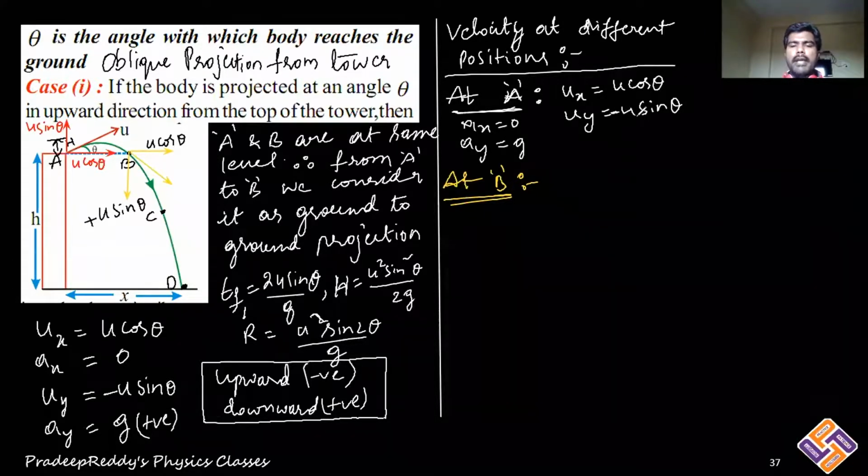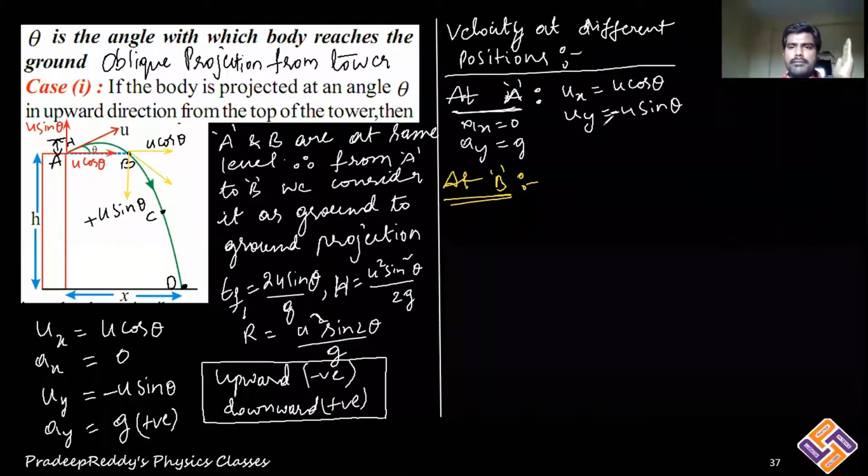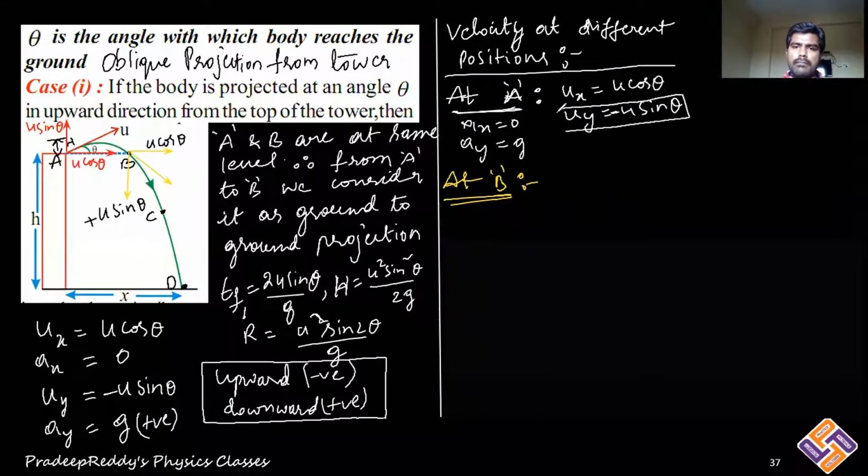Here you need to take one minus because velocity along y direction at point A is upward, therefore I am taking it as minus u sin theta. This is minus u sin theta. Now coming to B, velocity along x-axis it remained same as it is u cos theta, and velocity along y-axis it is plus u sin theta, and I'm taking it plus because it is in downward direction.